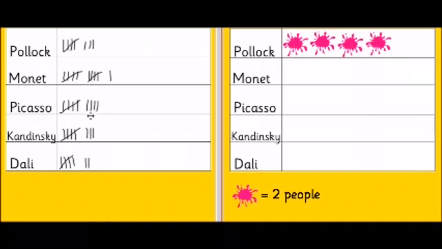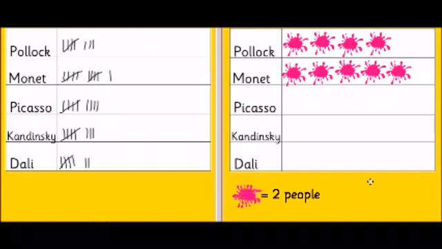So let's look at Monet, and we counted in our tally 11 people. So 2, 4, 6, 8, and 10. But if I use another splat, that will mean 12 people. But I know it's only 11 people who said Monet. So what could I do? Well, if 1 whole splat means 2 people, then maybe half a splat could be the same as saying 1 person. What do you think?